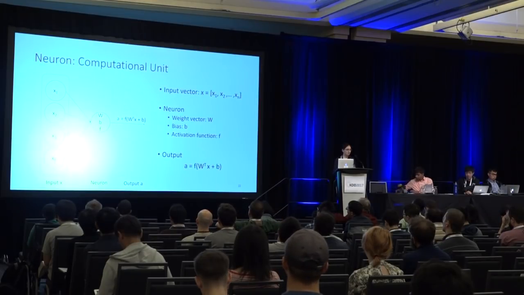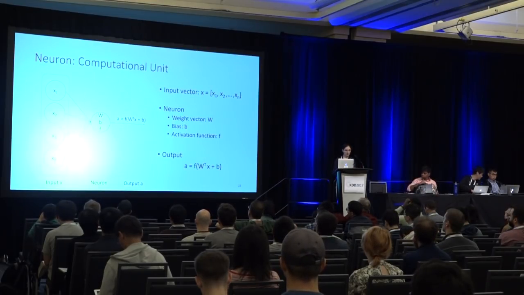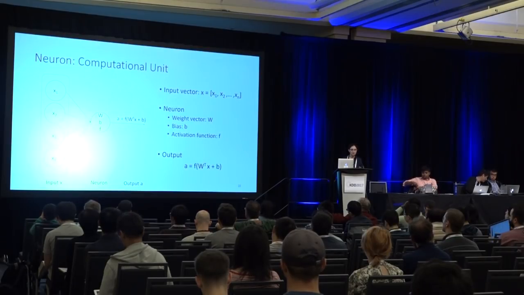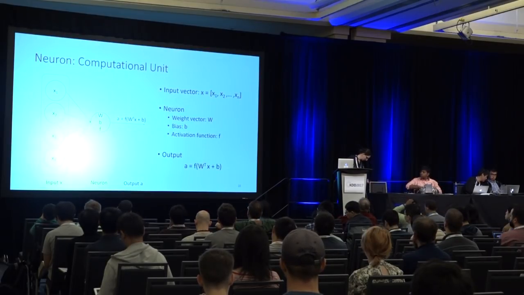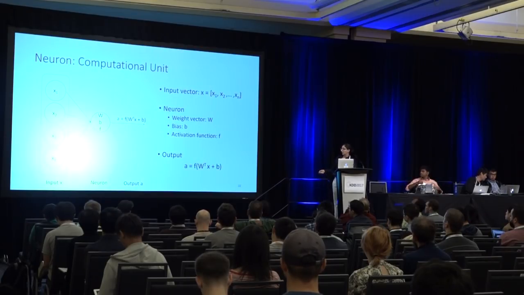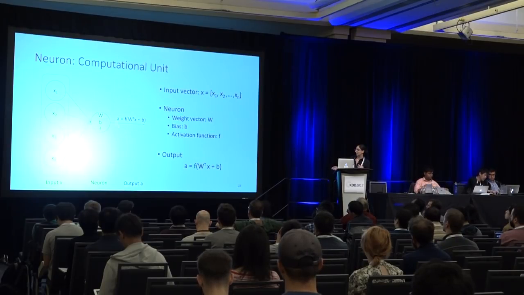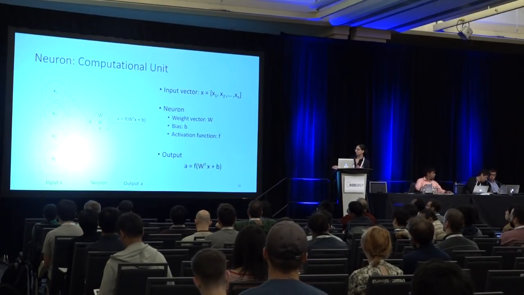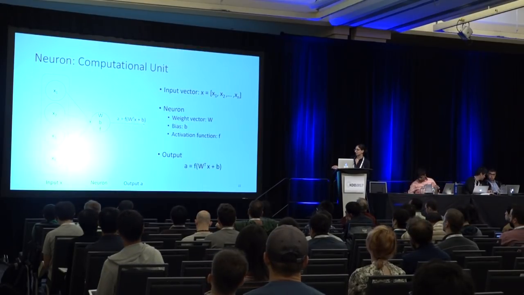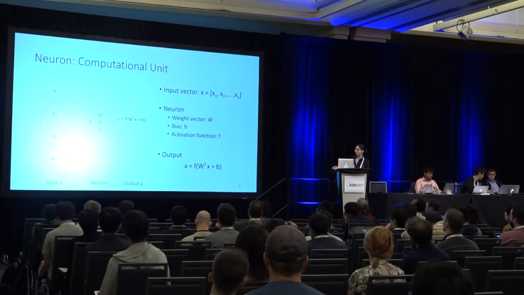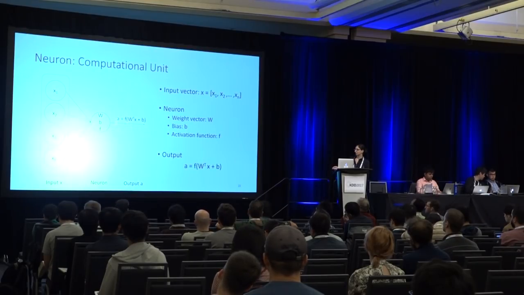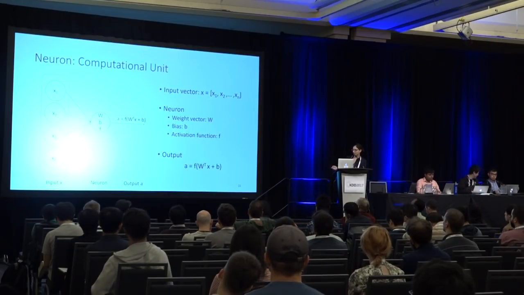So let's start with the basic building block of those networks, which is a neuron. A neuron is simply a computational unit that is going to take some inputs, here drawn as x1 to x4, and apply an affine transform to them. We take every one of these inputs, multiply it by some weight to produce a linear combination, and add a bias. That's the affine transform. Then on top of that, we apply a function f, which is called the activation function. The neuron produces this output A, A for activation, and that's all that it does.